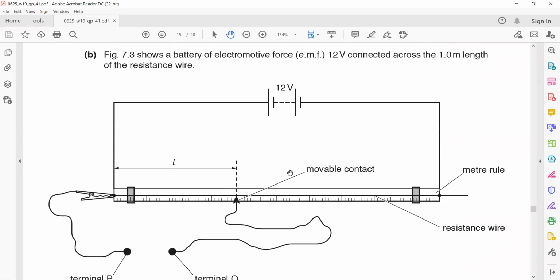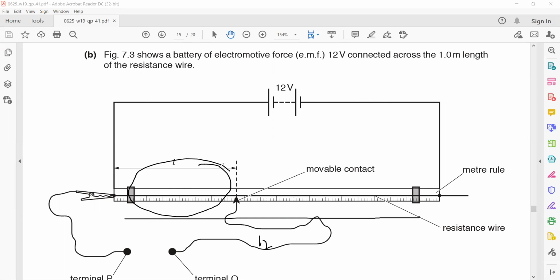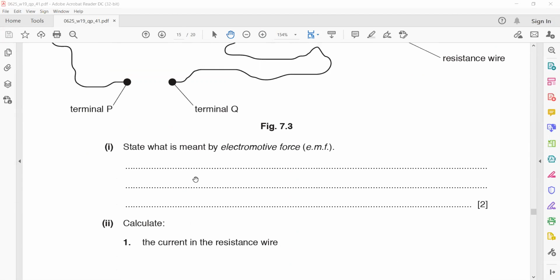The next part, figure 7.3, shows a battery of electromotive force EMF 12 volt, which is connected across the whole 1 meter resistance wire. So basically, the total 12 volt is across this wire, but the part which we are using in our experiment will have a proportion of it. Resistance and length are directly proportional, and resistance and voltage are also directly proportional to each other.